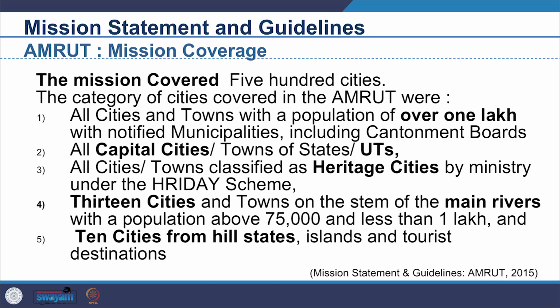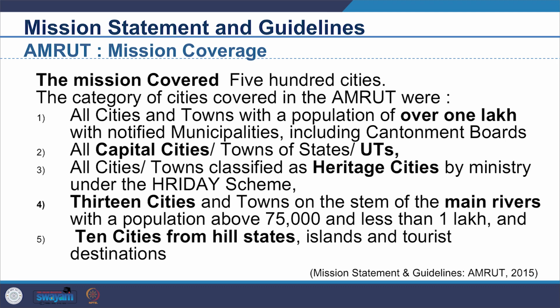Now, looking at the mission coverage, we see that the mission covered 500 cities. The categories of cities covered in AMRUT were: first, all cities and towns with a population of over 1 lakh with notified municipalities, including cantonment boards. We see all capital cities and towns of states, if not included in the 1 lakh cutoff.